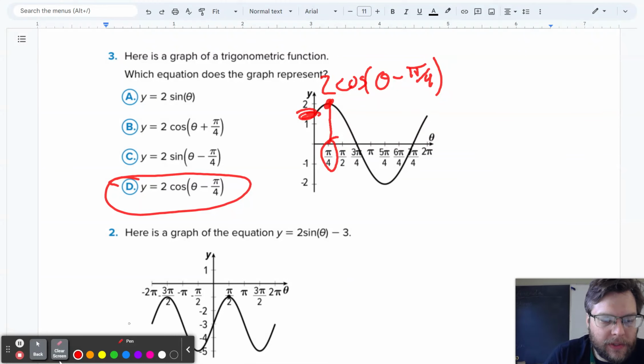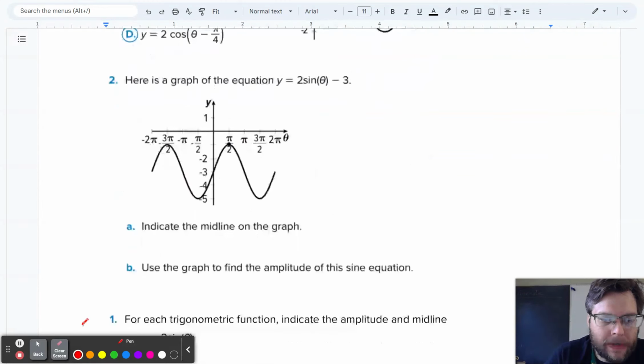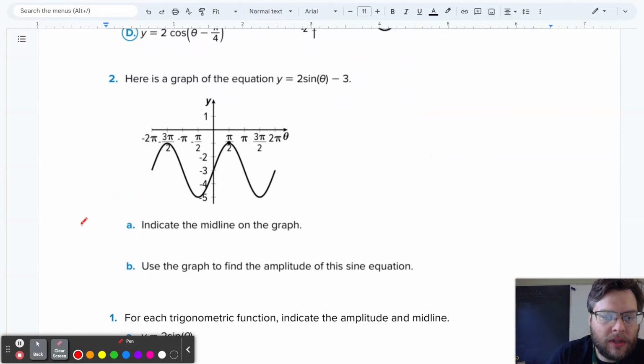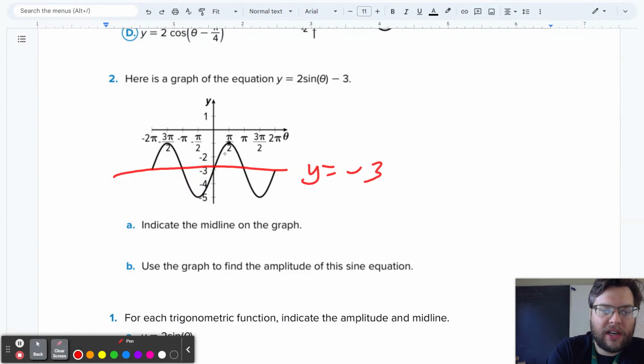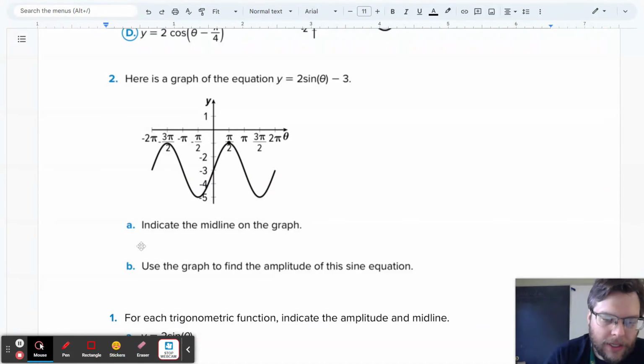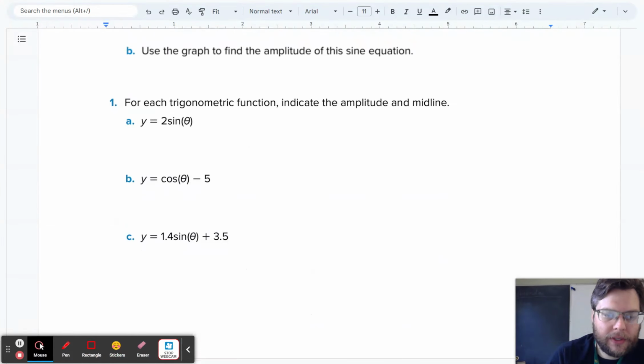All right, almost there. Here's a graph of the equation. Indicate the midline on the graph. We've already talked about this, so it's y equals -3. Use the graph to find the amplitude. The amplitude is 2.